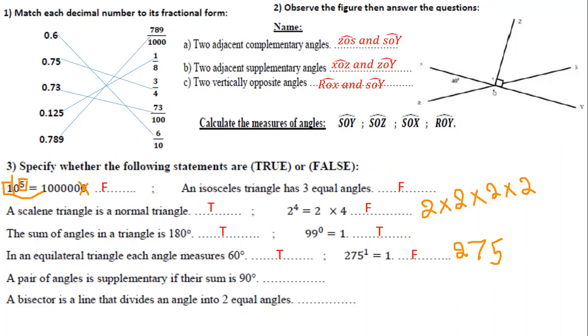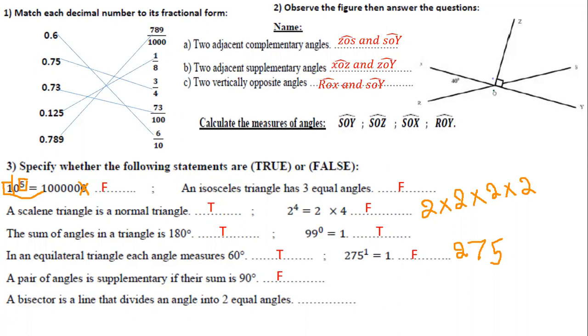Yes, miss. A pair of angles is supplementary if their sum is 90 degrees. True or false? False. Their sum should be 180 degrees. Yes.